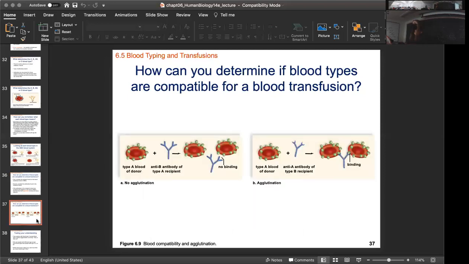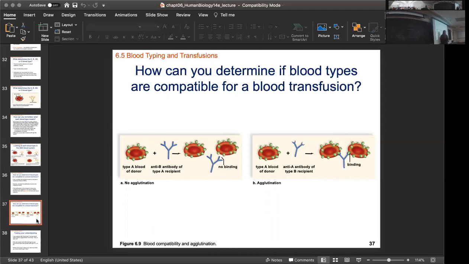And what that would look like here, this is no agglutination or no clumping. Agglutination means clumping. So somebody who's type A donated their blood, all right? This person needs to receive that blood. The person who has type A has anti-B antibodies, and who received it, this person also had type A, so there was no binding. It was just normal. They received the blood and they were fine.